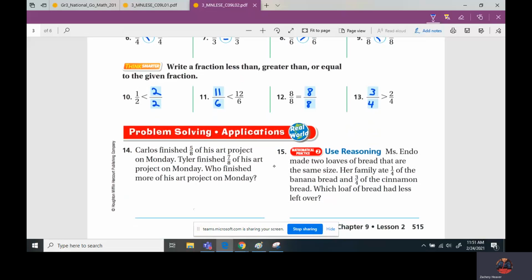Number 14, Carl finished 5/8 of his art project on Monday. Tyler finished 7/8 of his art project on Monday. Who finished more of their art projects? Well, ask yourself, which is greater, 5/8 or 7/8? Same denominator, so we know that 5 is less than 7. 7/8 is greater. Who did 7/8? Tyler.